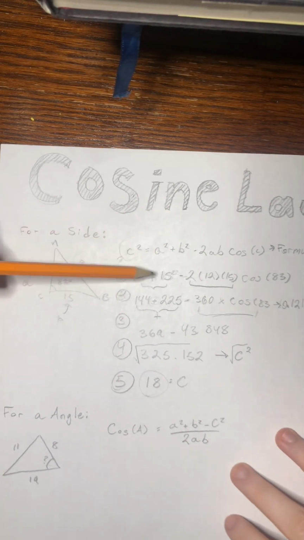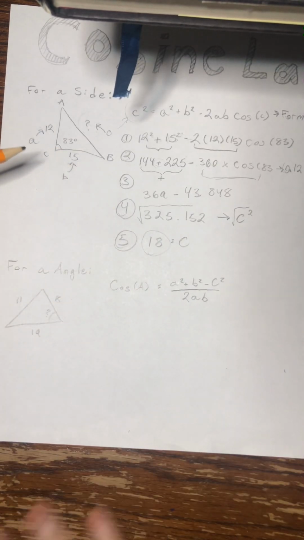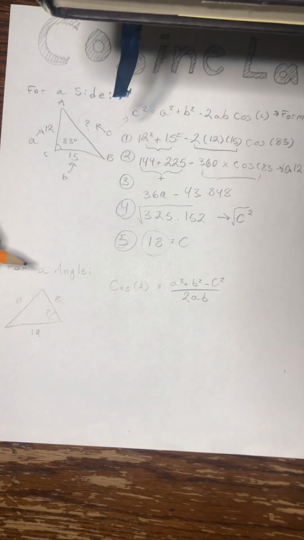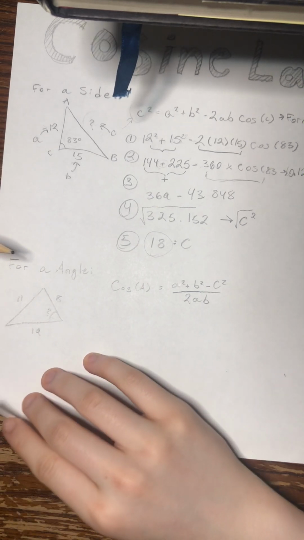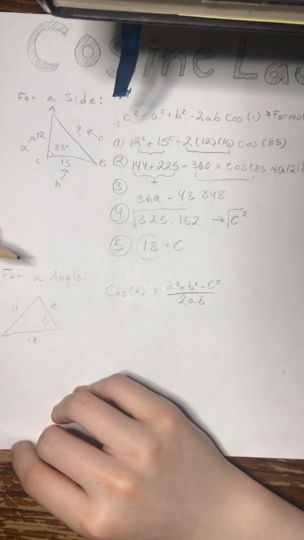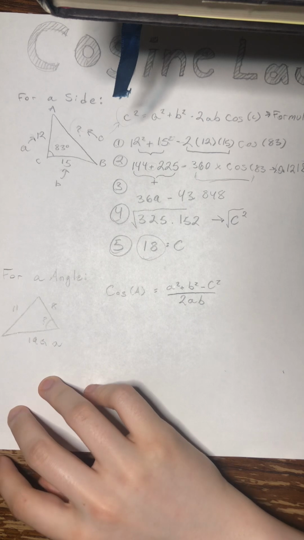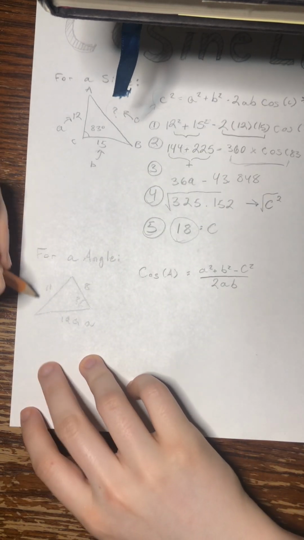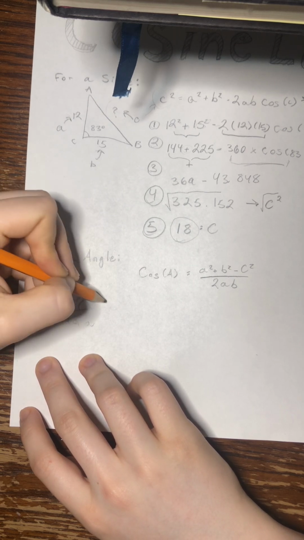For solving for a side, you would use this formula, but for solving for an angle, you would use this formula. So let's write it out. So our 19 here is our A, our 11 is our B, and our 8 is our C.